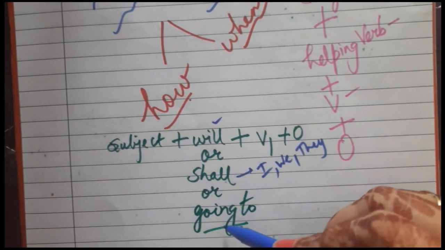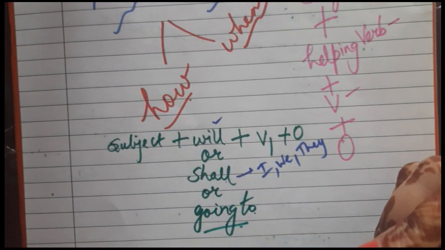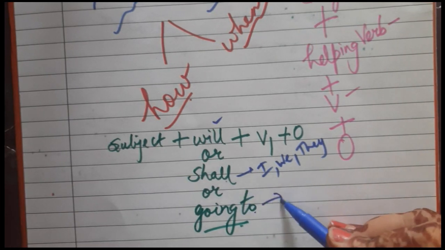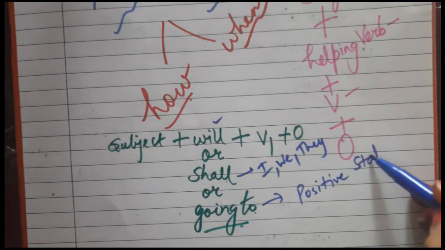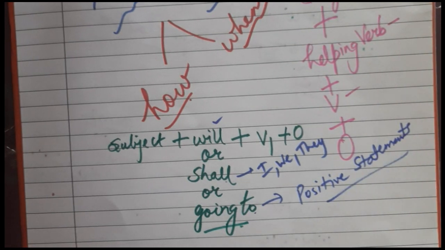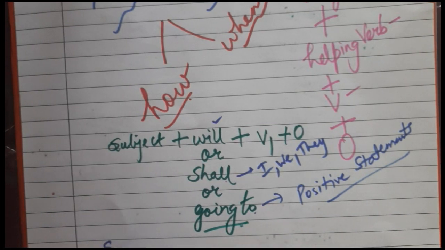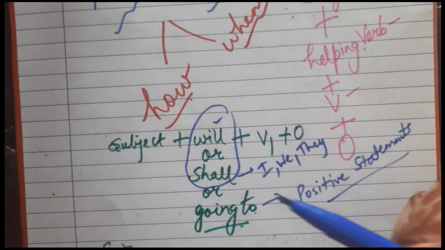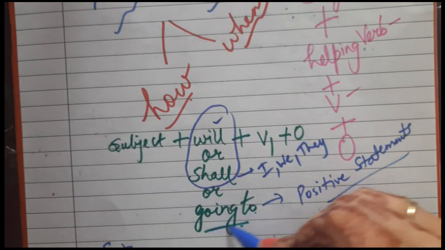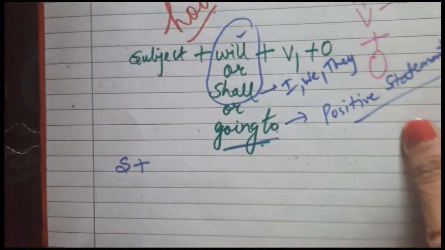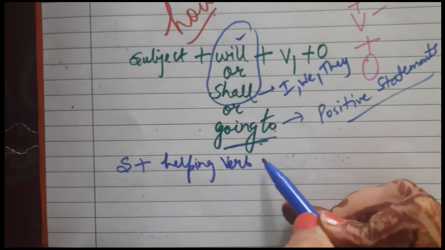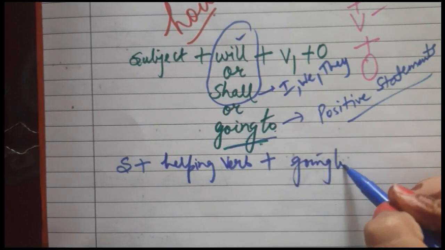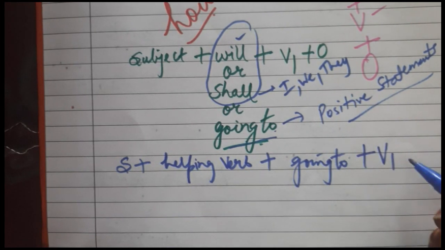Now let us see where we use the going to form. Dear children, we use going to for making positive statements. First of all, you should know that we will use the going to form when we want to talk about positive statements. Now, going to the rule: with will or shall as my helping verb, is that clear? With the going to form, the rule becomes subject plus a helping verb depending upon the subject, and then going to, and then verb first form.